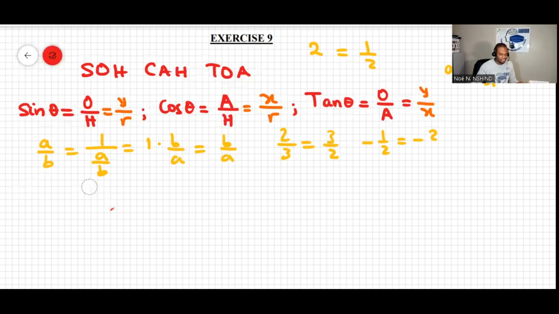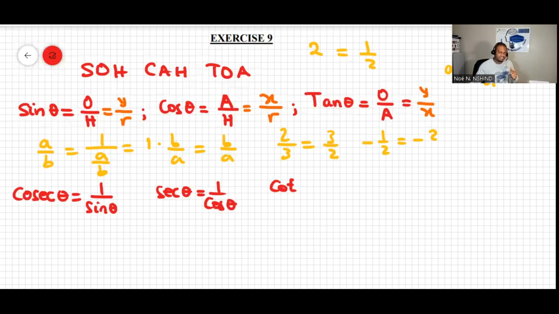I didn't say it correctly here. It's not sec, it's cosec, sorry. Cosec is 1 over sine of the angle, and then sec is 1 over cos of the angle, and then cot. I think cot is the abbreviation, but it must be cotangent, if I'm not mistaken. But we call it cot. Cot of the angle would be 1 over tan, the reciprocal of tan.